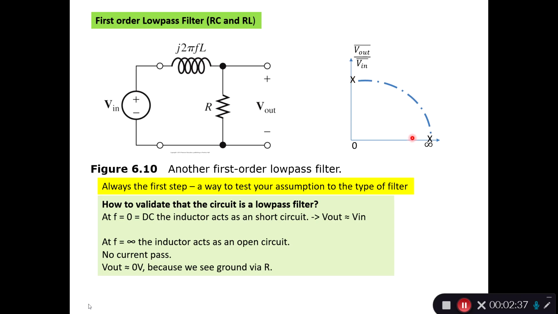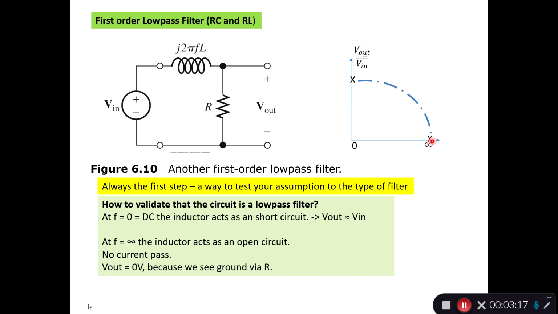Then we assume we are at infinite frequency. So V in is 1 volt at infinite frequency. Then, at this high frequency, the inductor impedance becomes infinite. And then we don't have any current flowing through R at all. So that means that we actually will see ground through the resistor. So we will see 0 on the output. So we have 0 over 1 volt, which gives us 0 again.